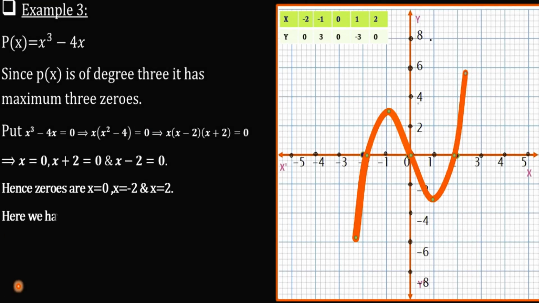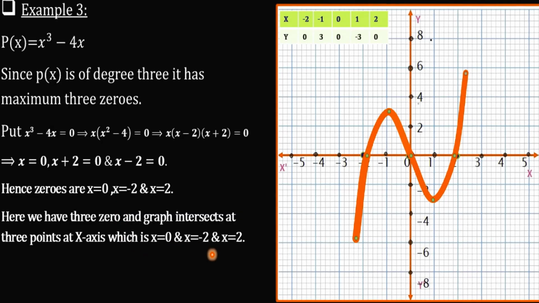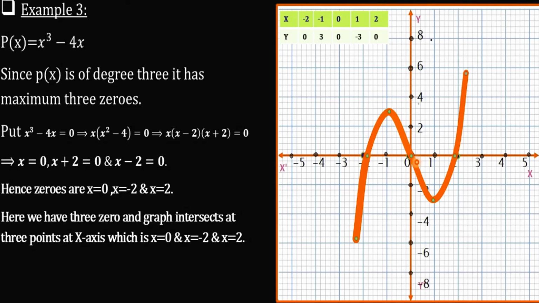So here we have three zeros and the graph intersected 3 points on the x-axis, which are x equal to 2, x equal to -2 and x equal to 0. So you can see here the graph is intersecting at x equal to -2, x equal to 0 and x equal to 2. Which are the zeros of the polynomial. Okay.